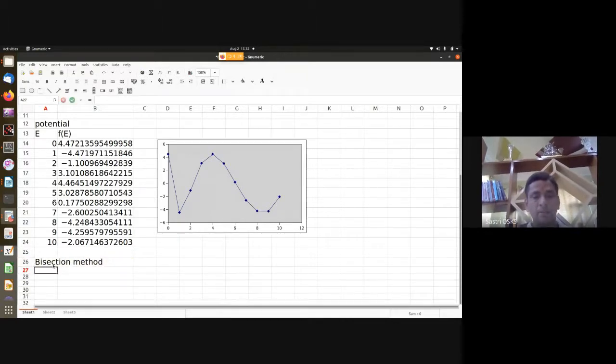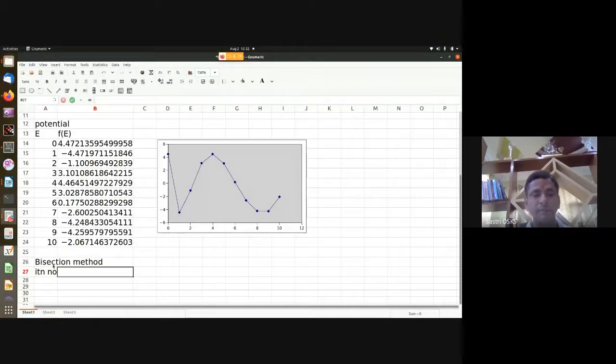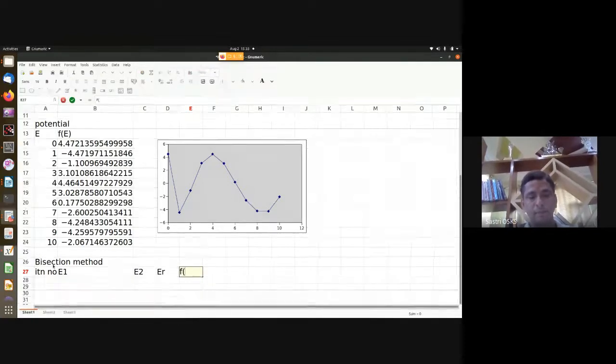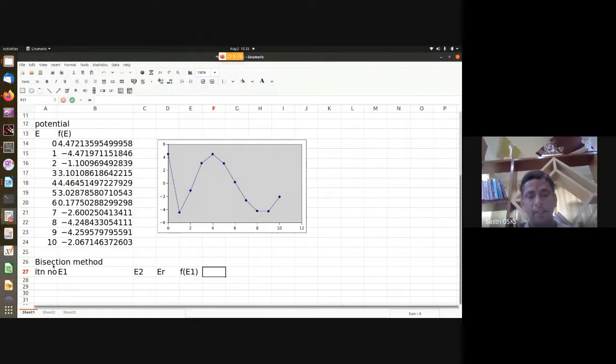Okay. So bisection method, I will keep my iteration number also so that I'll know how many iterations it took. And now I will give E1, I will give E2, and then I will calculate ER. Then after that I have to calculate F of E1, because I need those, right? I need F of E2 and I need F of ER. Okay, all these things we need.